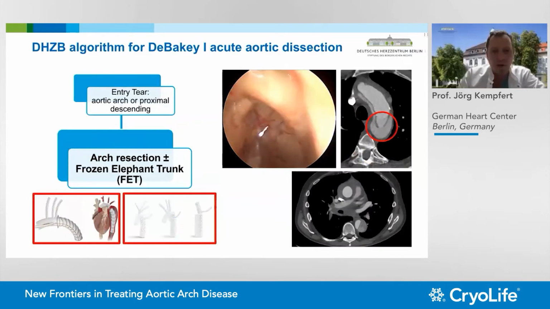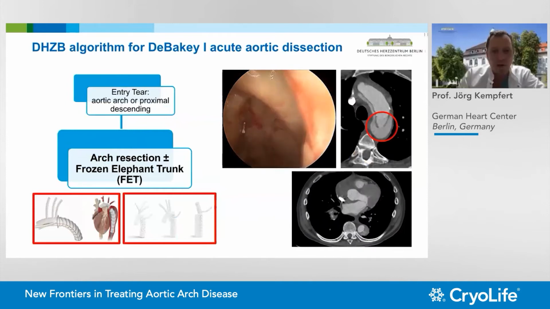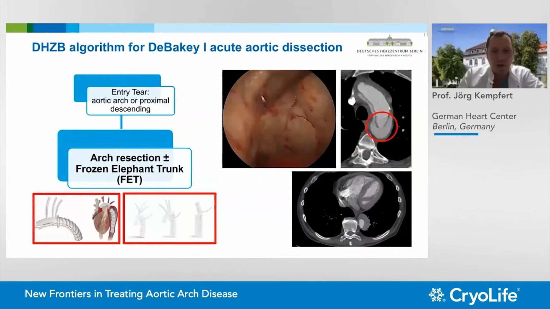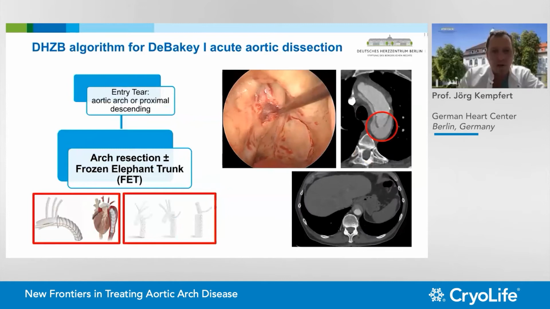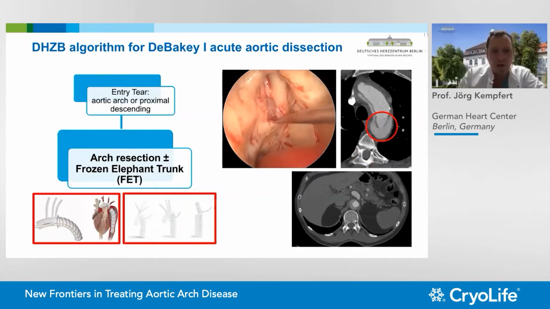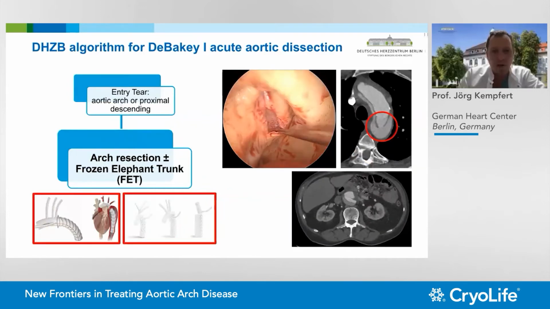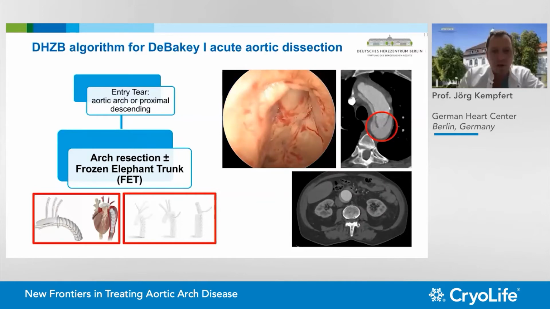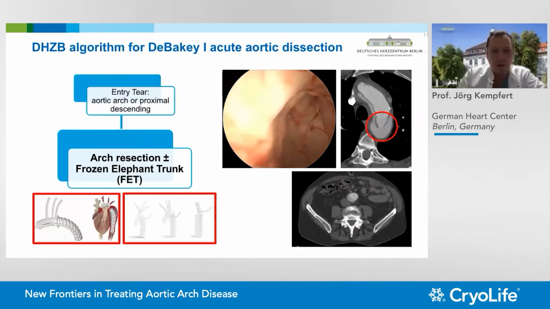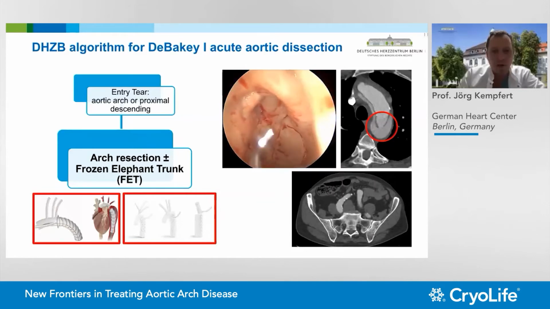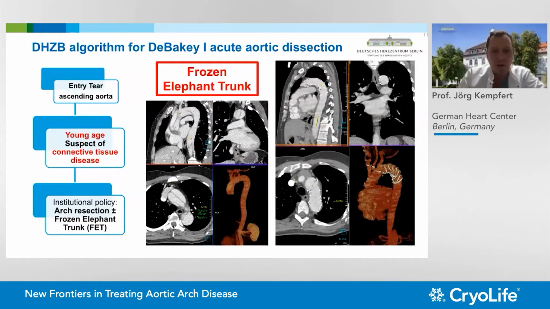This is an example where a tear is in the distal arch, as can be seen here in the angioscope. And so in those cases, the AMDS is not going to work. You need to exclude the entry tear, and this can only be done by using a full arch replacement. Typically, we would go for a frozen elephant trunk procedure in those cases.